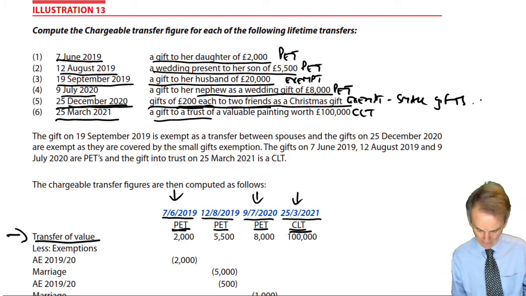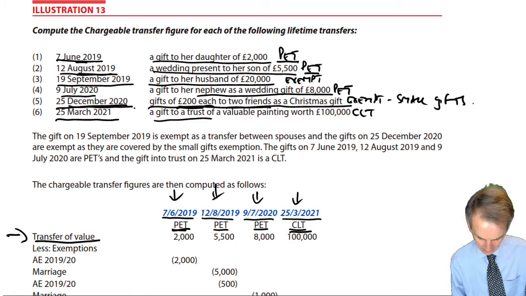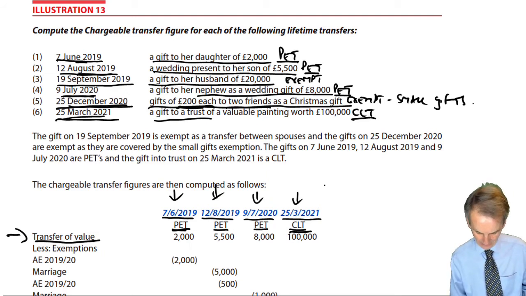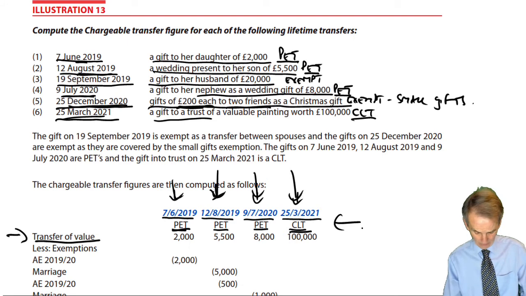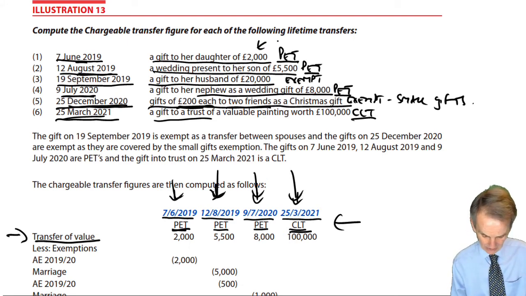Right. So that is what told me that I need these 4 columns here. For these transfers, PET dated June 19, PET dated August 19. We then got, well, that's exempt, PET again dated July 20, and a further then CLT March 21. That's what created those columns and these labels here. We then need to know the transfers of value. Well, we know the transfers of value. It's given £2,000, £5,500, £8,000, and here 100,000. So that's just a copy in from the question.